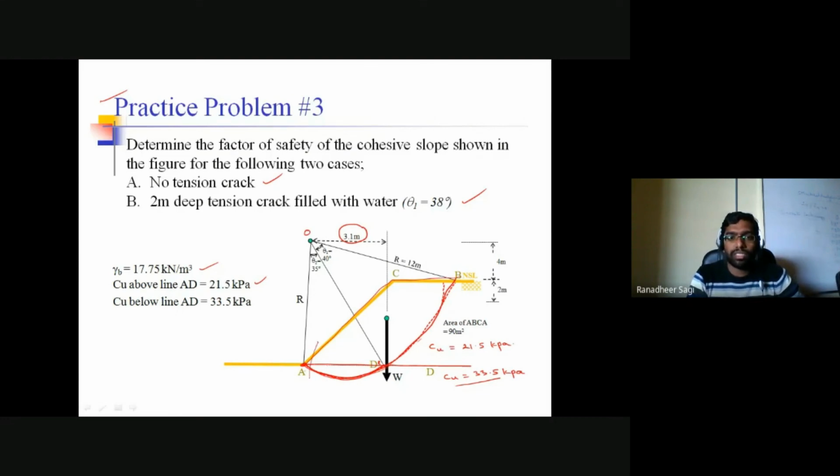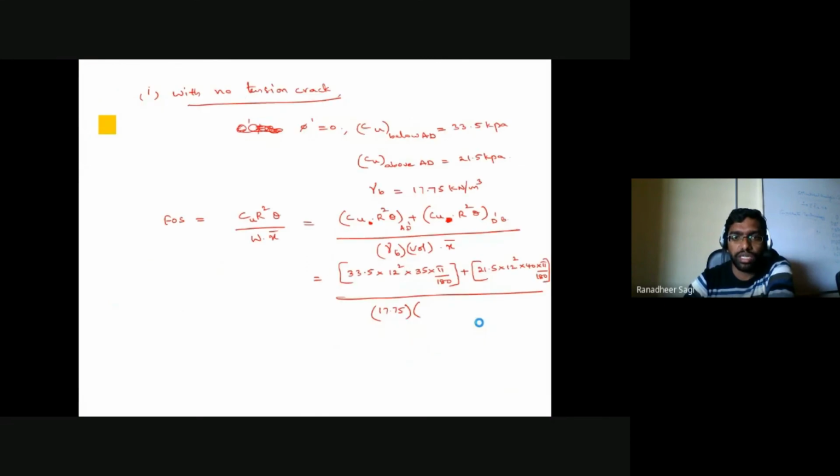So that means this total region. What is the area of that total region given as? Area of ABCA is given as 90 meters square. So area is known for every unit width in the direction perpendicular to the screen, which is what we consider. So what's the value? 90 meters square. It is 90 into 1 into X bar.